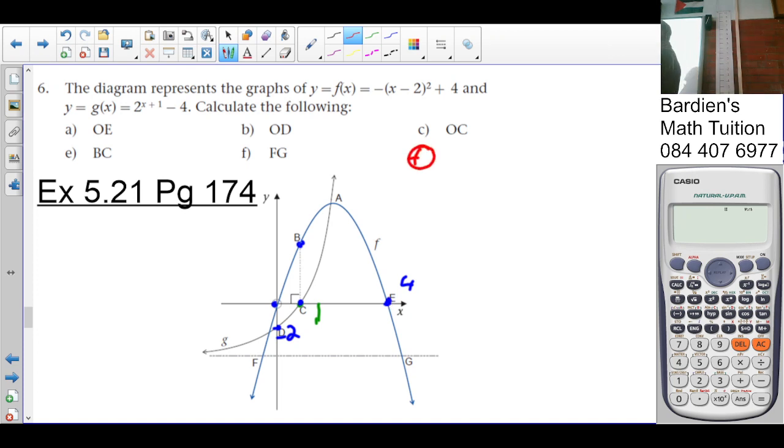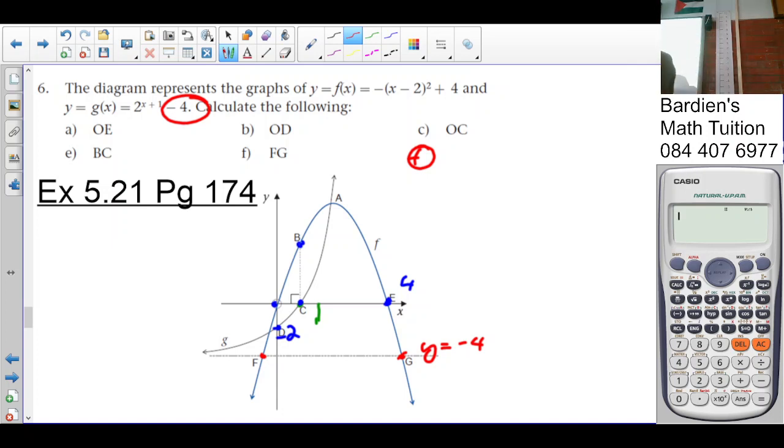The length of FG. Now, we know that the equation of this line is y is equal to negative 4. Where do we get that? From the horizontal asymptote. So we need to calculate the coordinates of that line. By doing the coordinates, then I can subtract the two x values, because the y is constant.